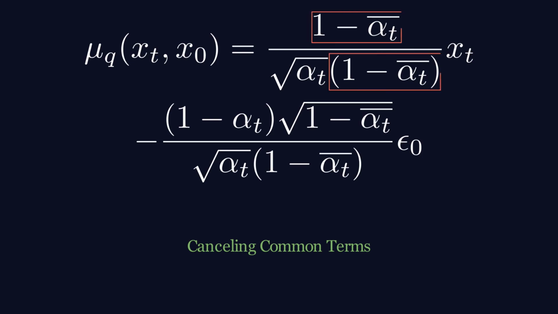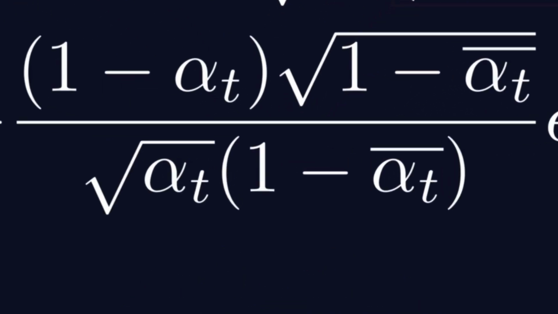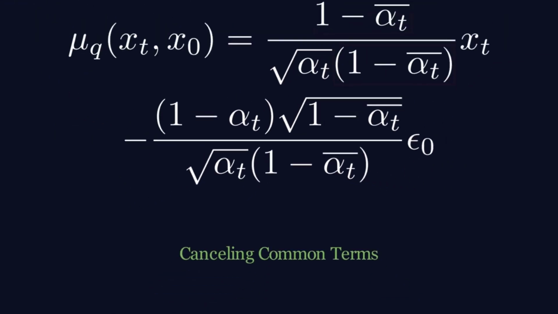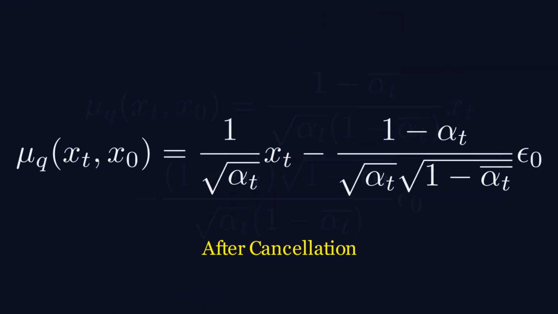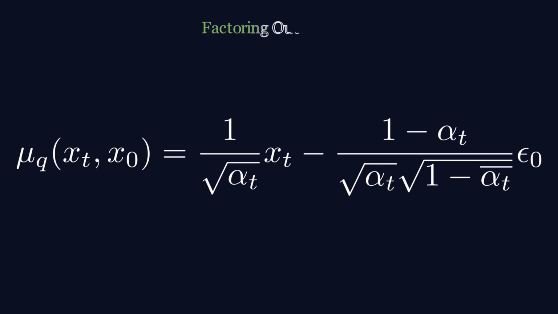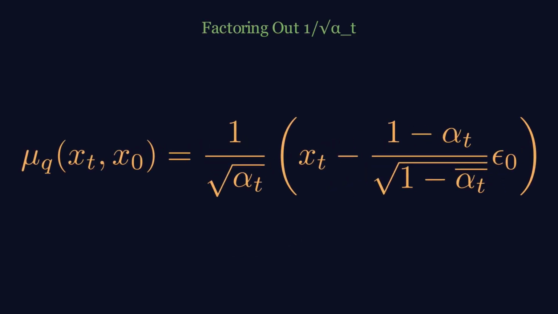Look at the xt coefficient. 1 minus alpha t bar appears in both numerator and denominator, so it cancels. Similarly, in the epsilon naught coefficient, root over 1 minus alpha t bar cancels between numerator and denominator. After cancellation, we have a much cleaner fraction. Now we factor out 1 over root of alpha t to get the final beautiful form.